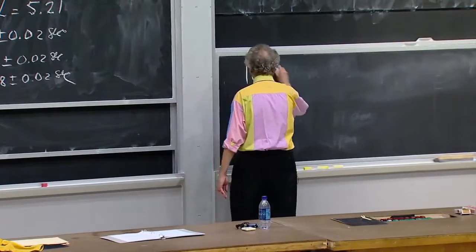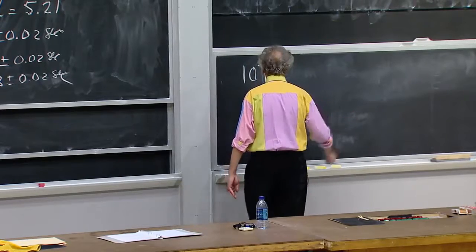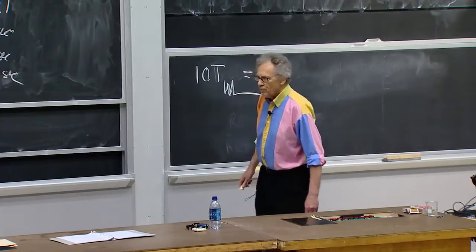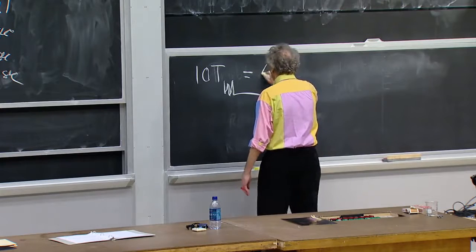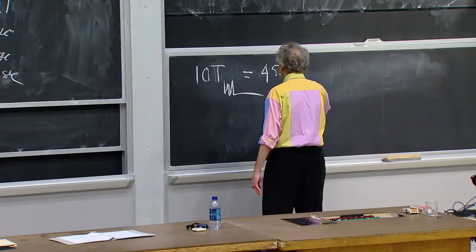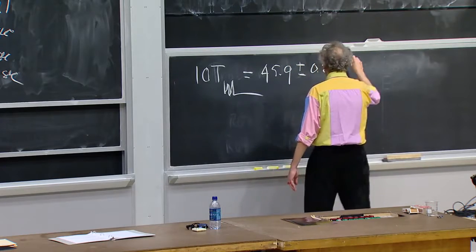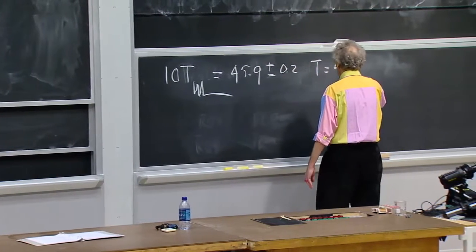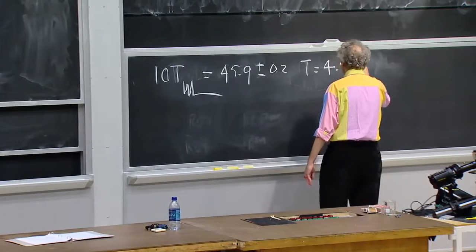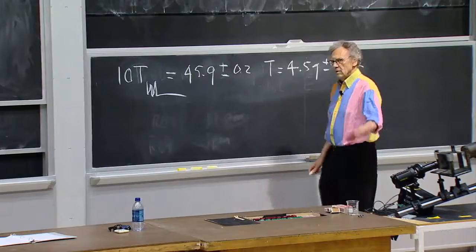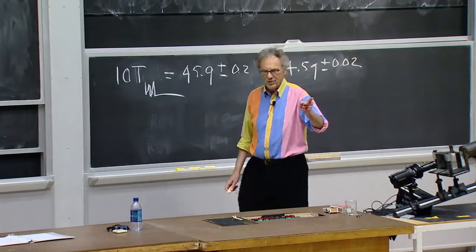With Walter Lewin. What is it? 45.9 plus or minus 0.2, period is 4.59 plus or minus 0.02. I told you, physics works.